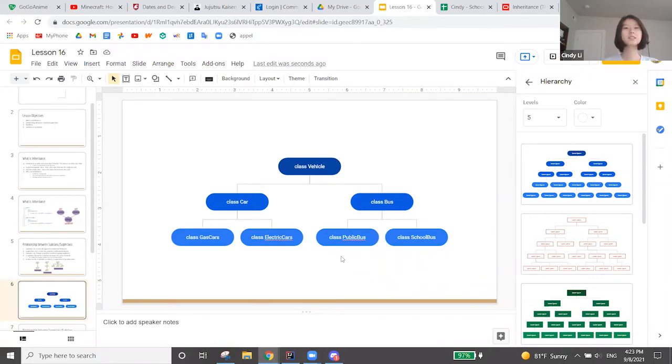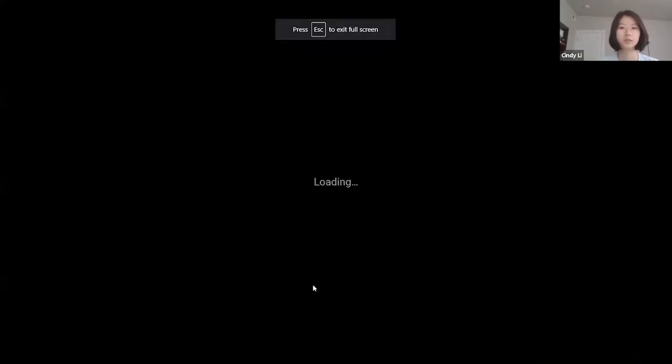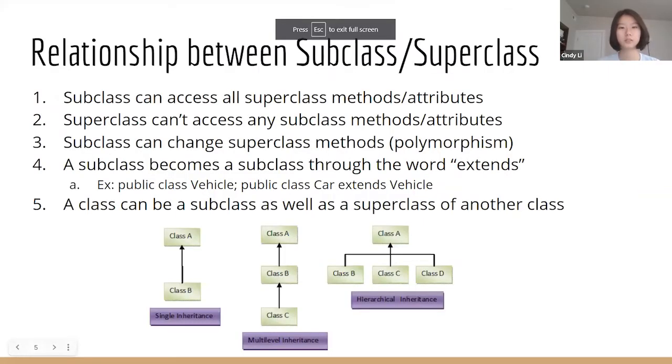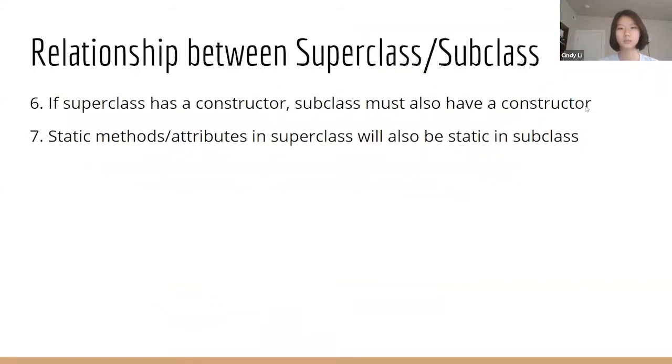So that's hierarchical inheritance. Now we've covered about 90% of the structures of inheritance; the other 10% we won't be touching on. So any questions about the structure of inheritance? No questions? Okay. Let's keep moving.